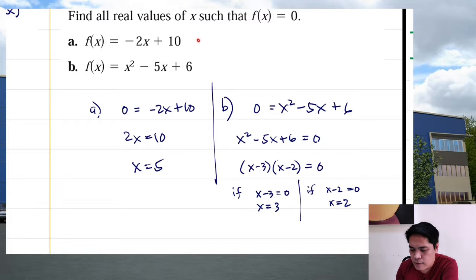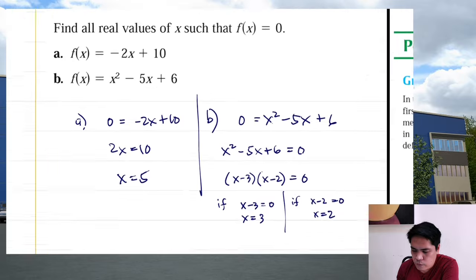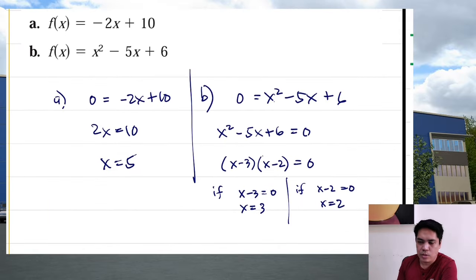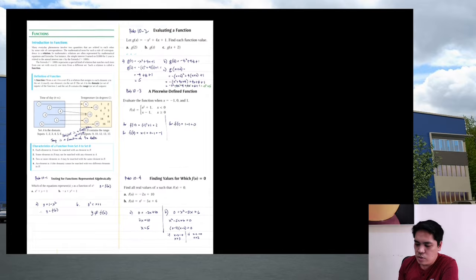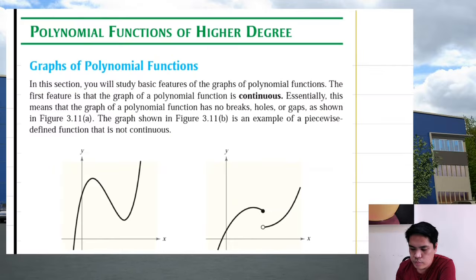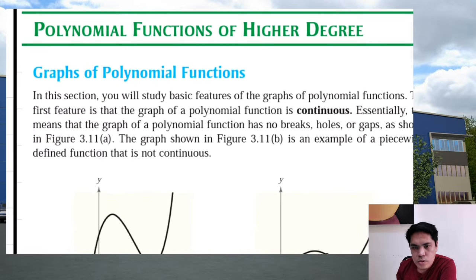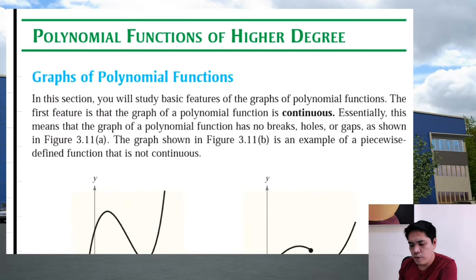And this is just a preview of our discussion about zeros of a polynomial. Meaning, we equate a polynomial to 0. Ganun lang kadali. We will now proceed to polynomial functions of higher degree. Yung unang examples natin are just first degree or linear functions and quadratic functions or second degree. So, how about kung higher degree pa?